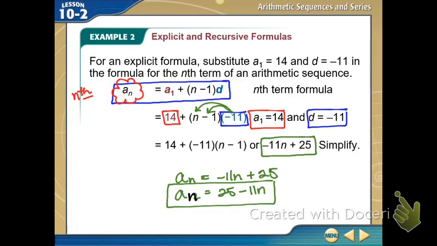To find a recursive formula, note that in order to find the next term, you have to take the previous term and then subtract 11. Anytime you give a recursive formula, you have to give the first term. So this would be my recursive formula.